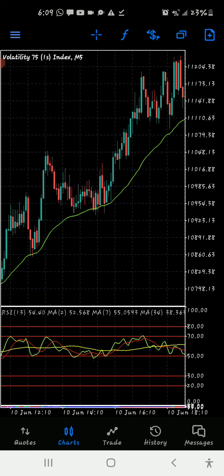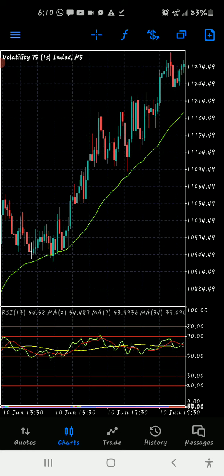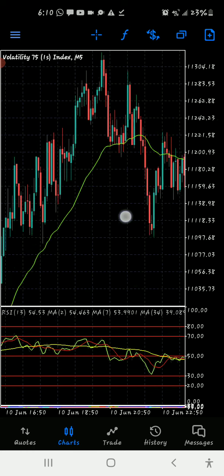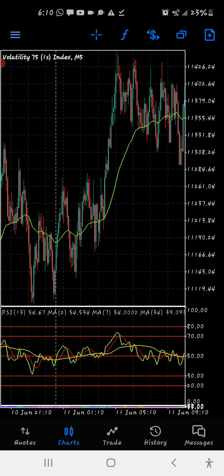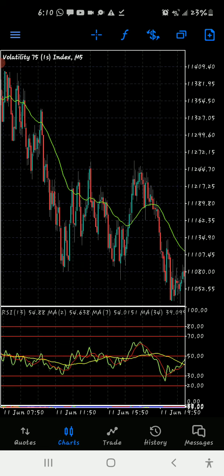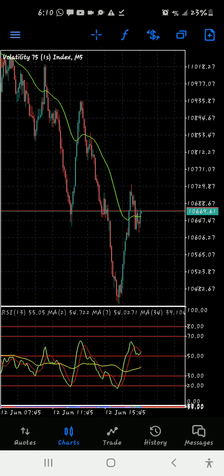There was no entry right here. Look at here too, this place was a consolidation, so there wouldn't have been an entry right there. Consolidation, no entry. So guys, all you have to do is just follow the rules. Once you follow the rules, you're going to milk the market and make much of it.